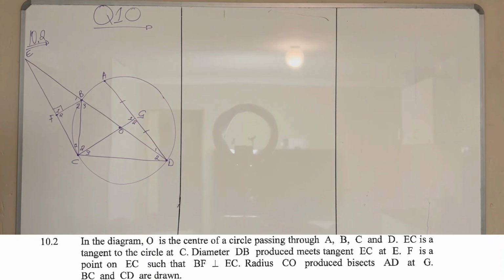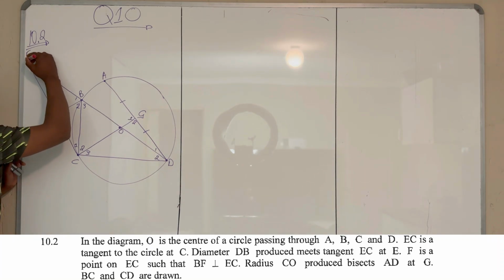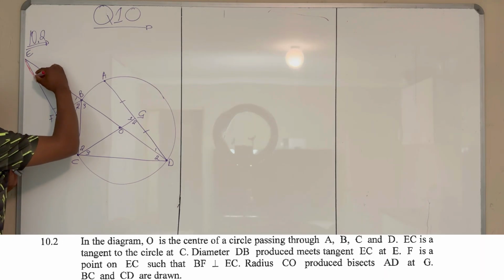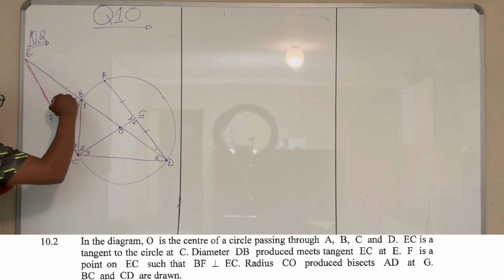So what is the importance of these things? So EC is a tangent, right? EC is a tangent. Let me make it a bit red. EC is a tangent.